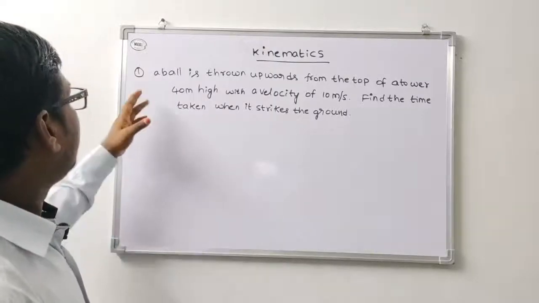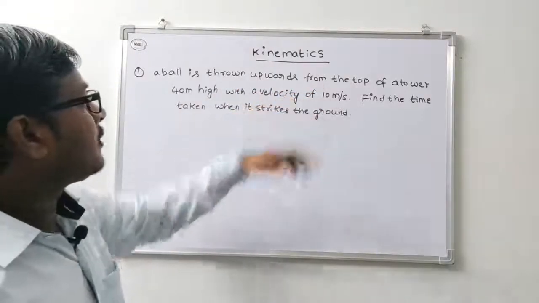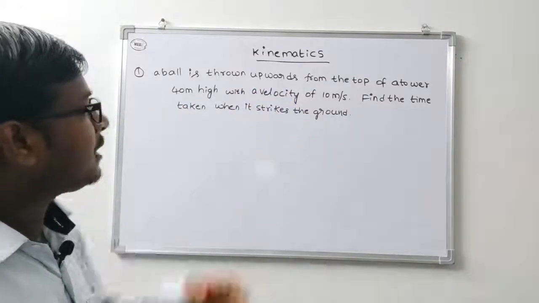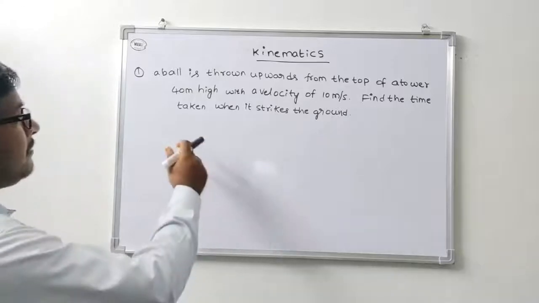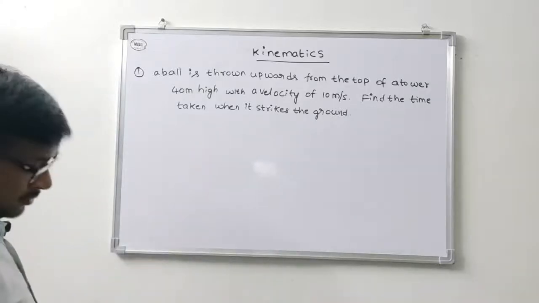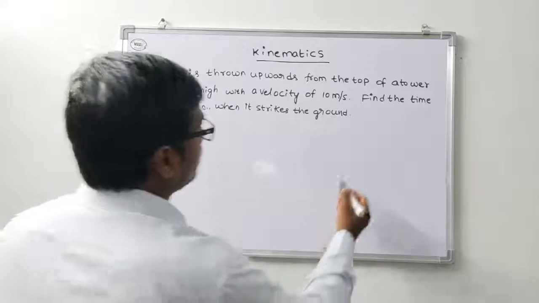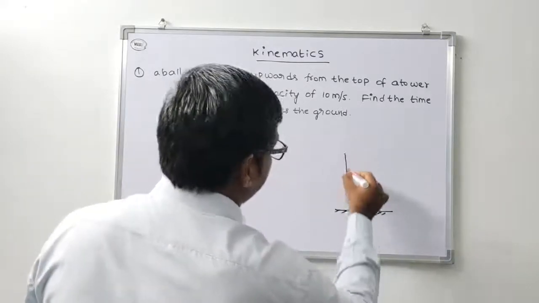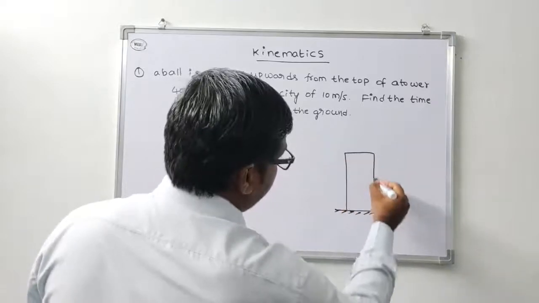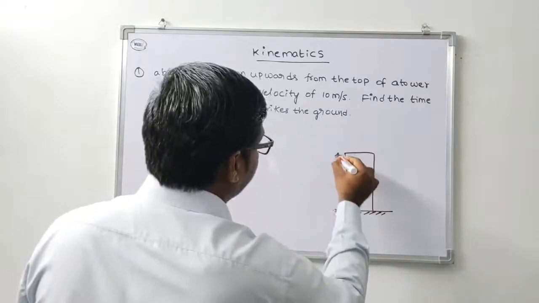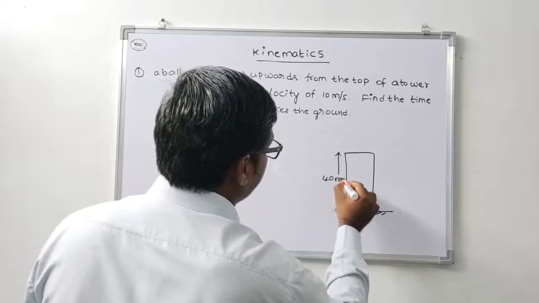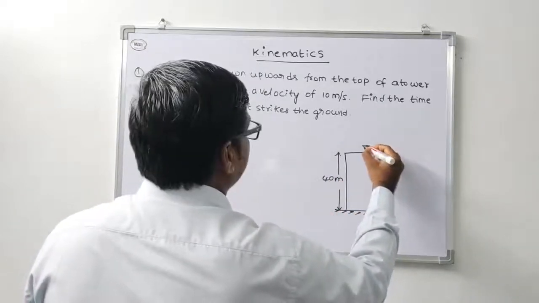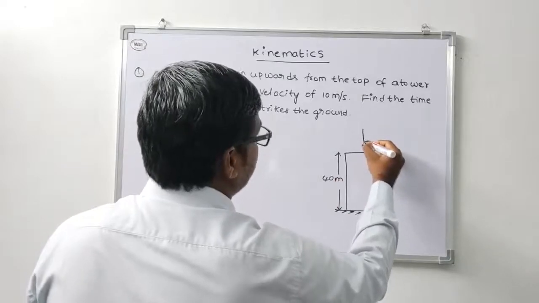In this problem, a ball is thrown upwards from the top of a tower 40 meter high with a velocity of 10 meter per second. Find the time taken when it strikes the ground. This is the tower. The tower height is 40 meter. From the top of the tower, the body is vertically thrown up.